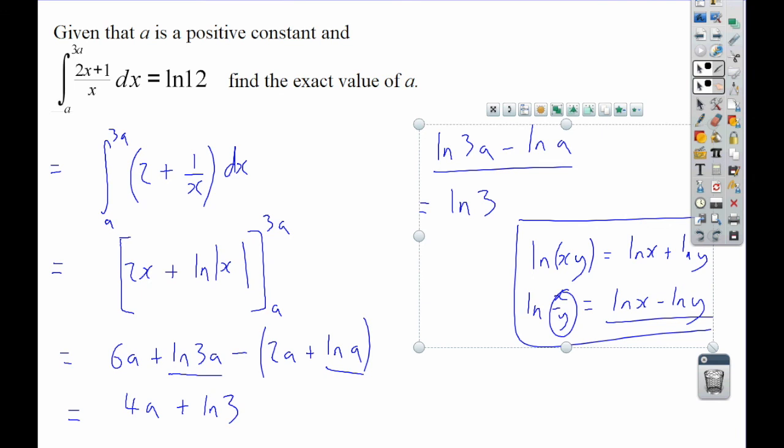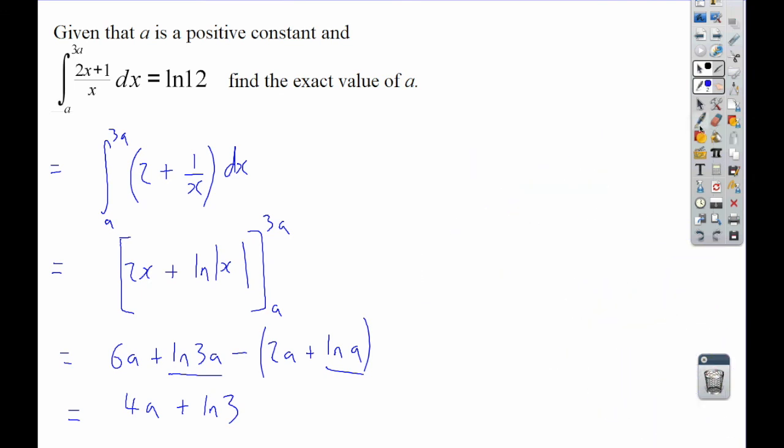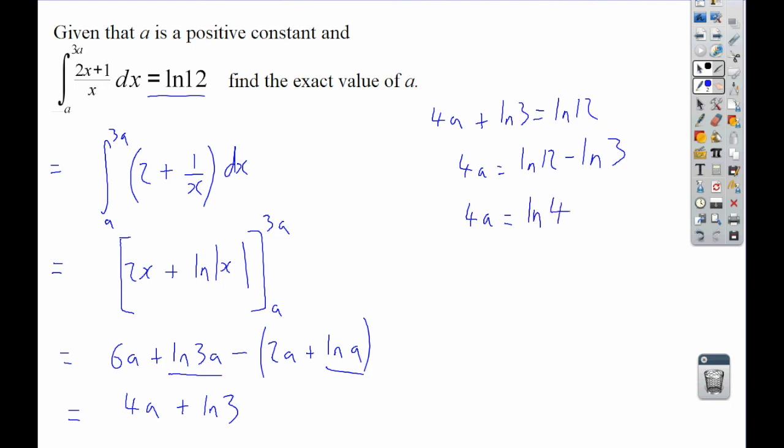I clear my board at a fairly fast rate. If you need it, pause the video. Right, now I'm going to use the bit where it says equals natural log 12. So I'm going to write 4a plus natural log 3 equals natural log 12. There we go. So 4a is equal to natural log 12 subtract natural log 3. We use the same logarithm rule again. So 12 divided by 3 is 4, so natural log of 4. And then we get a equals 1/4 natural log 4. Ta-da! We've done it. So that was the last example that I thought I'd go over with you.